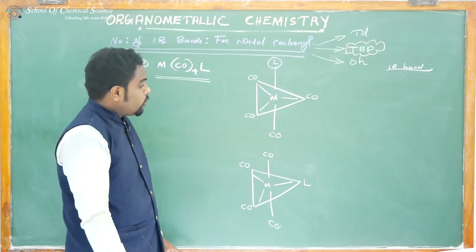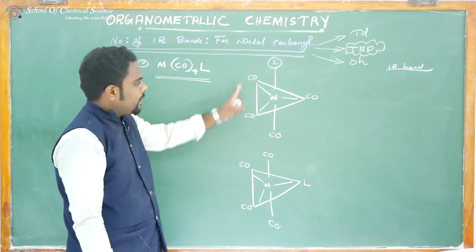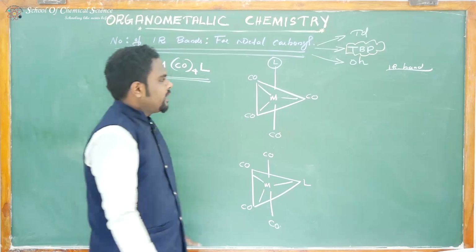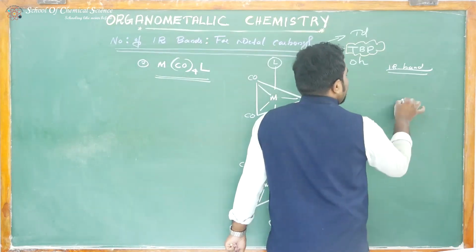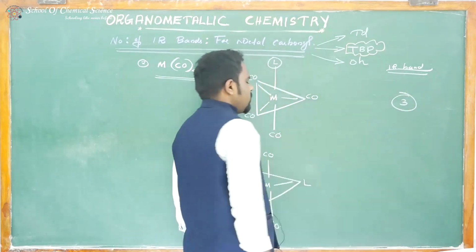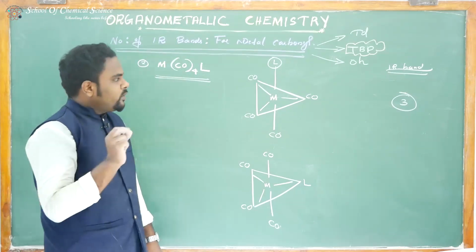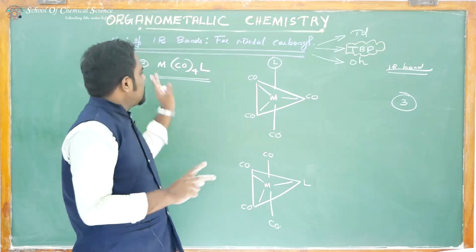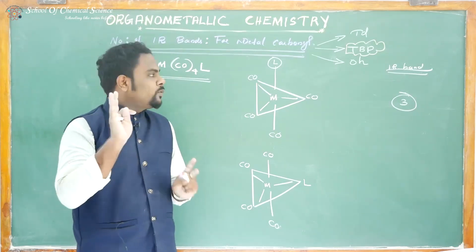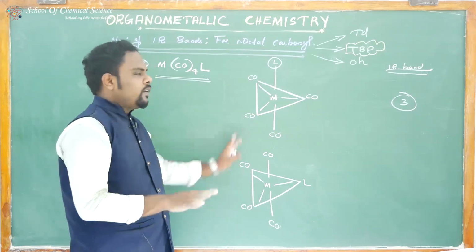So total how many? Plane symmetrical 1 plus 1 bend. Total 3 IR bands. Total IR band equal to 3. You have two options: just memorize MCO4L equal to 3 bands, or give a logic.